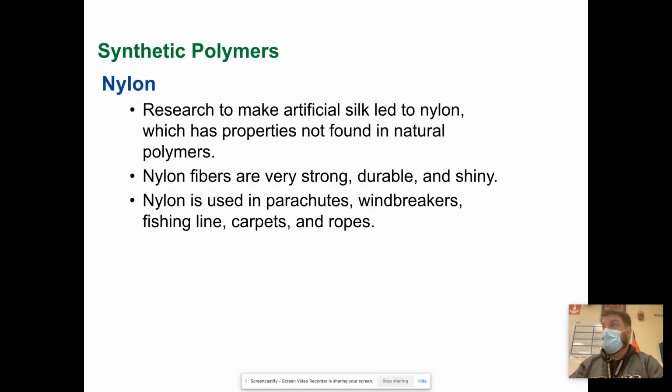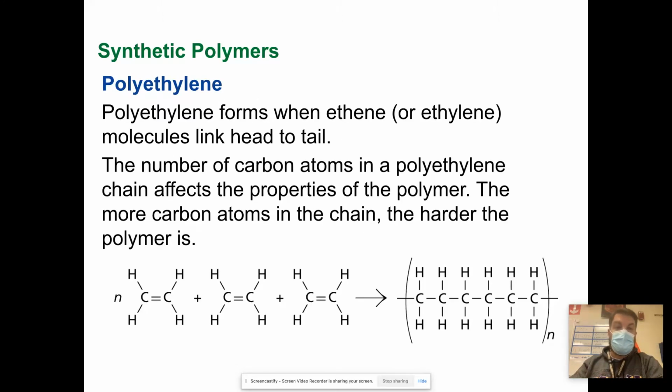Nylon, this is what nylon ropes are made of. Research to make artificial silk led to nylon, which has properties not found in natural polymers. Nylon fibers are very strong, durable, and shiny. Nylon is used in parachutes, windbreakers, fishing lines, carpets, ropes. So a windbreaker, like somebody wears a jumpsuit, is made out of nylon, usually a nylon jacket. Parachutes are made out of nylon because of the strength. So it's a thin, lightweight fiber that's very strong.